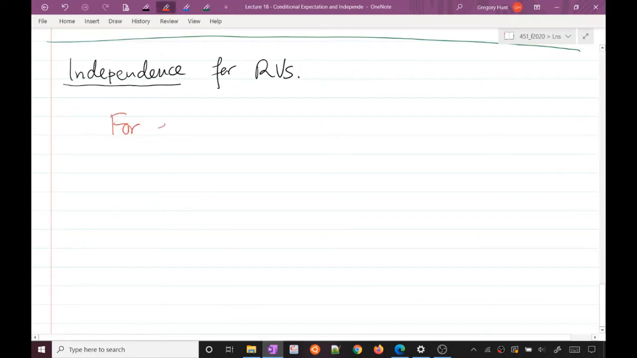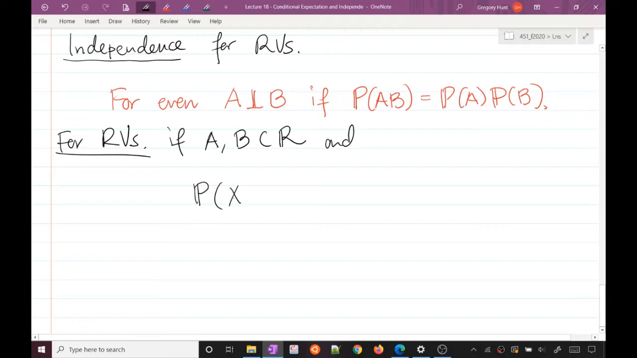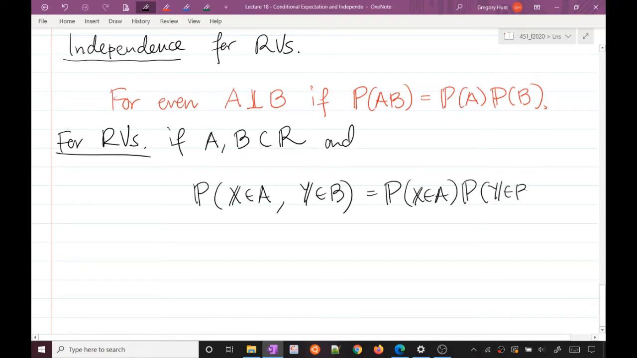So let's do a real quick refresher. For events, we say that A is independent of B, so I wrote A perp B, if the probability of A, B is the probability of A times the probability of B. Now, for random variables, our definition of independence is that if A and B are subsets of the real line, and probability that X is in A and Y is in B is equal to the probability that X is in A times the probability that Y is in B.